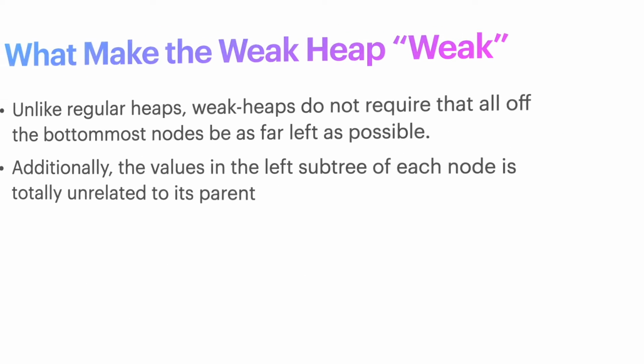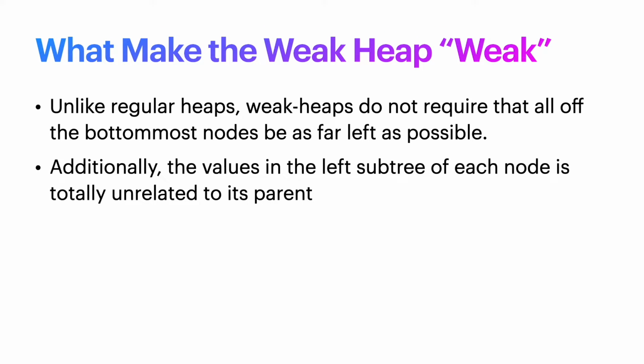Alright, well if you're familiar with what a heap is, you might be asking what makes a weak heap weak? Well, there's two main reasons. First, unlike regular heaps, weak heaps do not require that all of the bottommost nodes be as far left as possible. Additionally, the value in the left subtree of each node is totally unrelated to its parent.